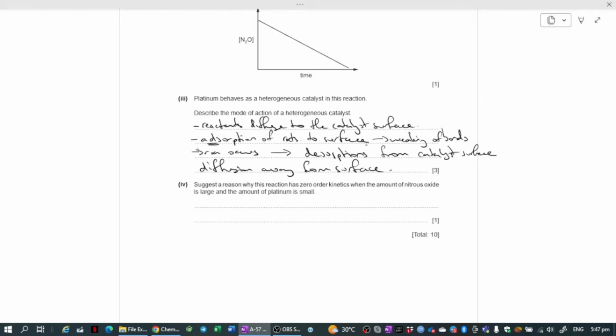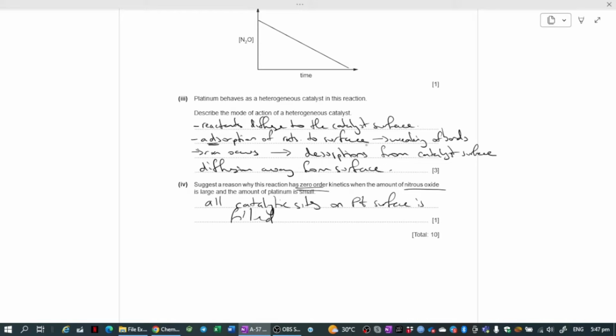And then the question says, suggest a reason why this reaction has zero order kinetics when the amount of nitrous oxide is large and the amount of platinum is small. So, and this is important, we have a very large amount of nitrous oxide. So why does the reaction show zero order kinetics? Again, zero order kinetics tells us that the concentration of the N2O is having no effect on the rate. What would actually affect the rate of this reaction would be the availability of catalytic sites. Because we have so much nitrous oxide, it means that all the catalytic sites on the platinum surface are filled.